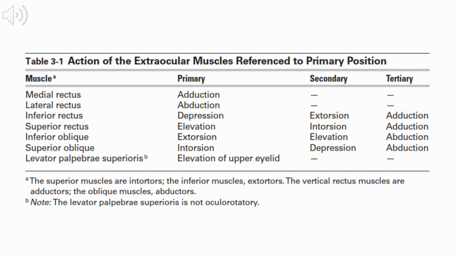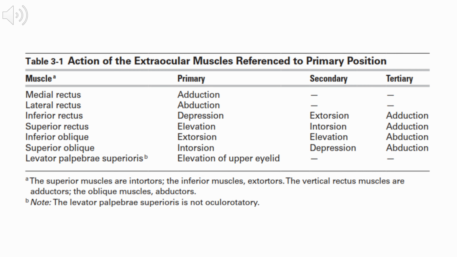Here is a chart summarizing all of the muscle actions referenced to the primary, straight-ahead position, which we went over in the last couple of slides. You can pause here to go over the chart, but otherwise, I will not spend time going through these actions. I will say, though, a useful pattern to remember is that superior muscles intort, inferior muscles extort, rectus muscles adduct, and oblique muscles abduct.